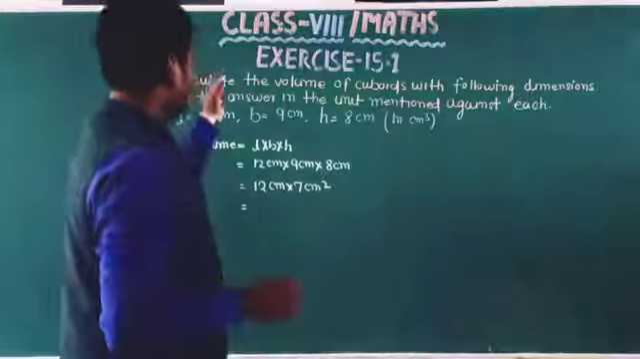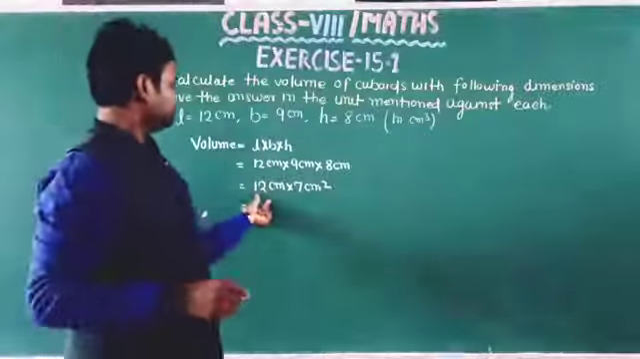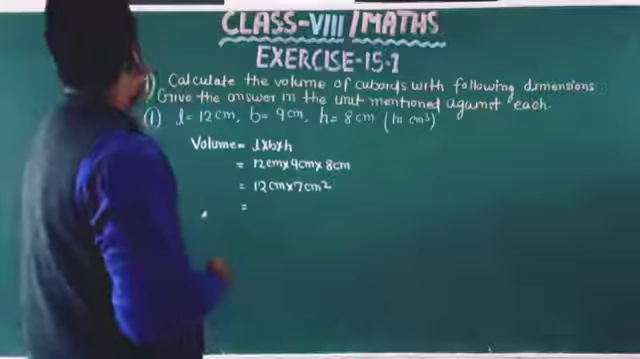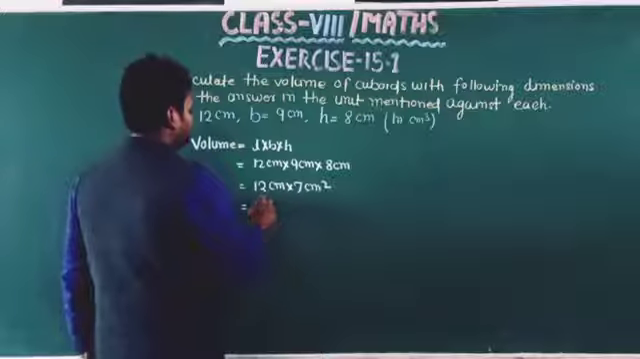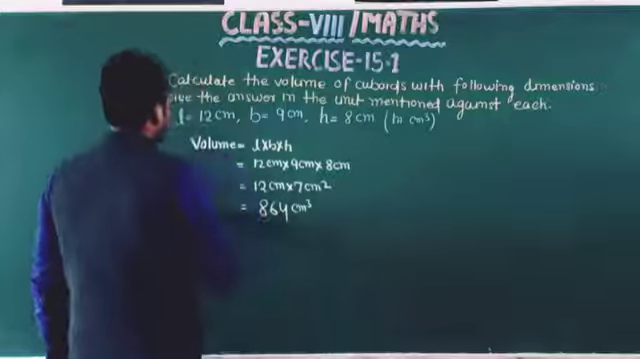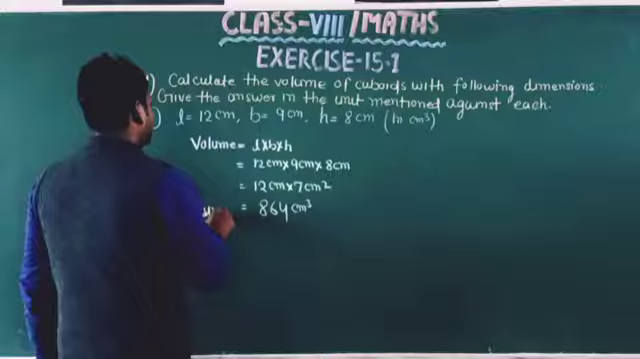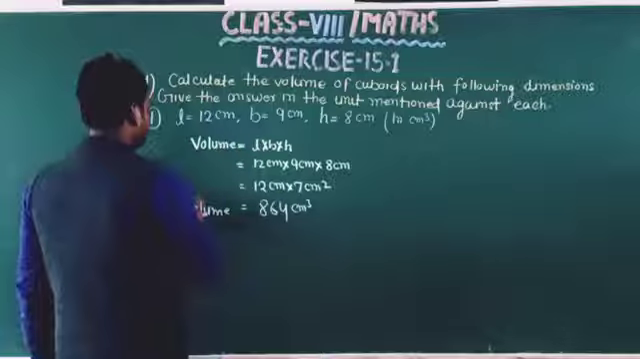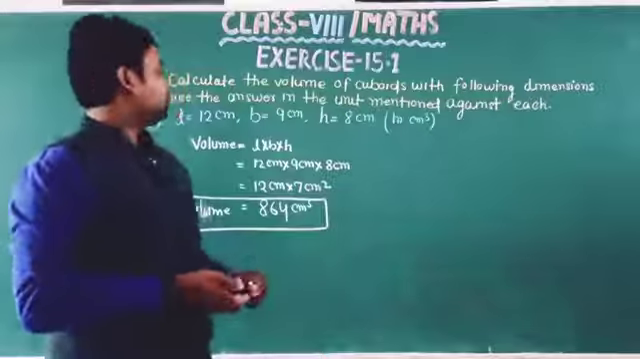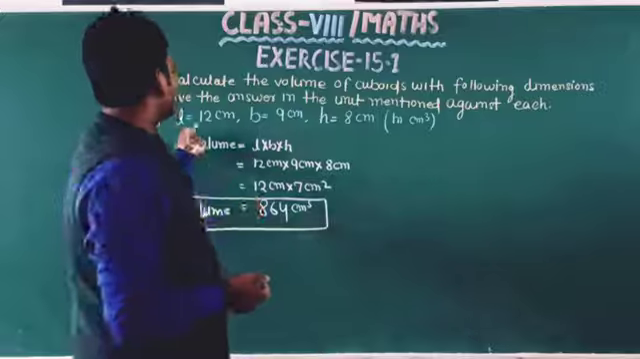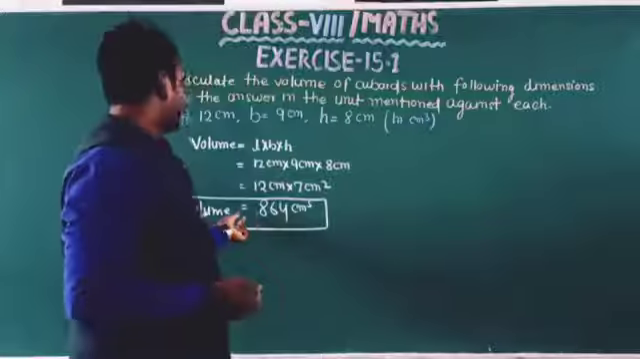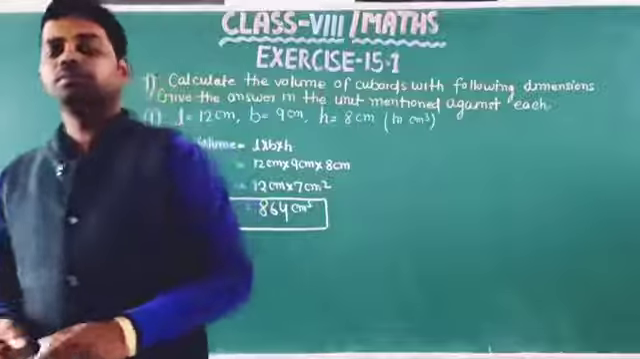Now multiply 12 centimeter by 72. So we get the product of 12 into 72, 864 centimeter cube. Therefore the volume of the cuboid whose length is 12, breadth is 9 centimeter and height is 8 centimeter is equal to 864 centimeter cube.